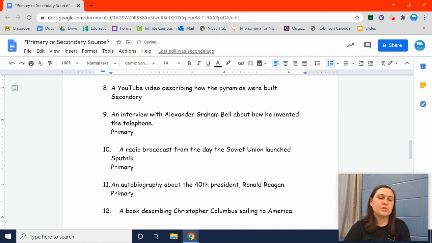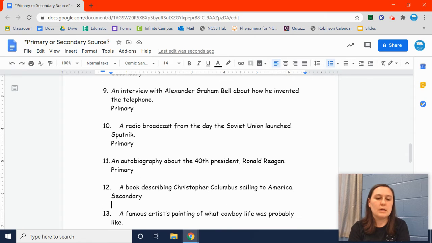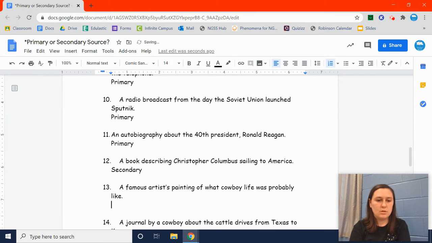Number 12, a book describing Christopher Columbus sailing to America. It doesn't say it's by Christopher Columbus, so that is going to be a secondary source. Usually if it is describing something, it's going to be a secondary source, unless it says it's by that person, of course.